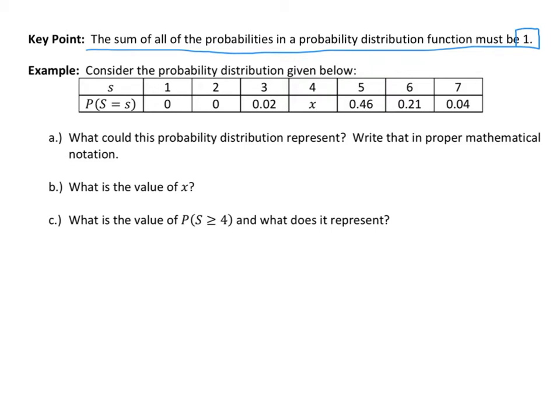So I've got this example. Consider the probability distribution given below. You can tell that I'm going to be talking about the random variable capital S, and so lowercase s is going to correspond to its values. It looks like this random variable is representing whole numbers from 1 to 7. So I want you to think for a minute, what could this probability distribution represent? There are lots of correct answers here. If you're up for it, pause the video and see if you can write in proper mathematical notation what capital S represents.